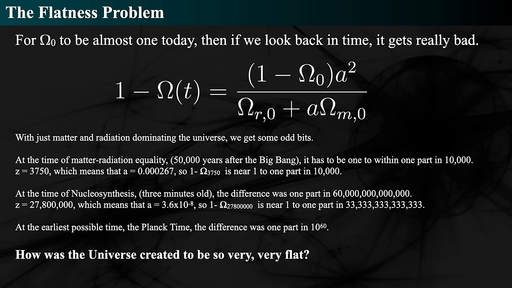If we go back further in time still, to the time of nucleosynthesis, when the universe was 3 minutes old, then the scale factor is really small. The universe is incredibly tiny at about 3.6 times 10 to the minus 8th. So it's that much smaller, or 60 trillion times smaller than it is today, which is astonishing. The universe was more than 30 billion times smaller than it is today, and therefore it has to be really smooth at that time, such that as it grew to today, it is still close to one.